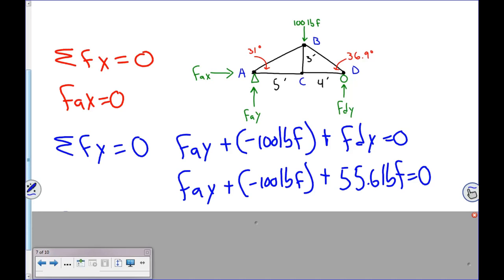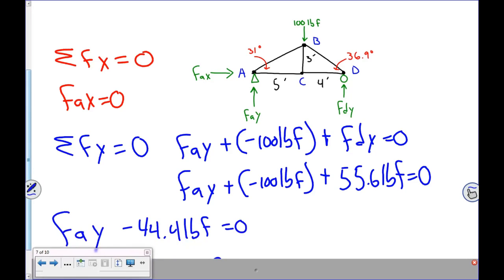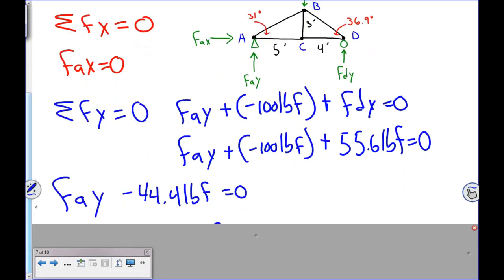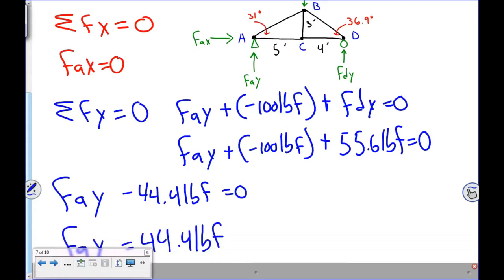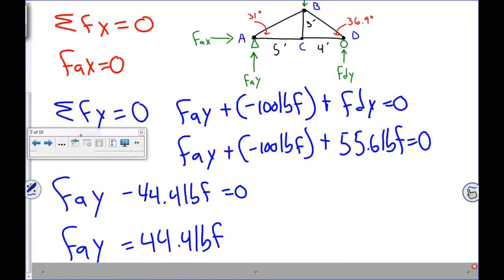What'd you get? 44. Good. I wasn't done. I was just showing FAY minus 44 equals 0. Then I bring it to the other side. Yes, it's positive. You can bring that to your table.